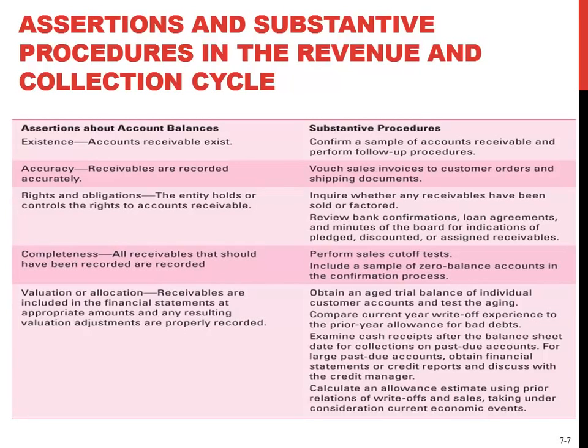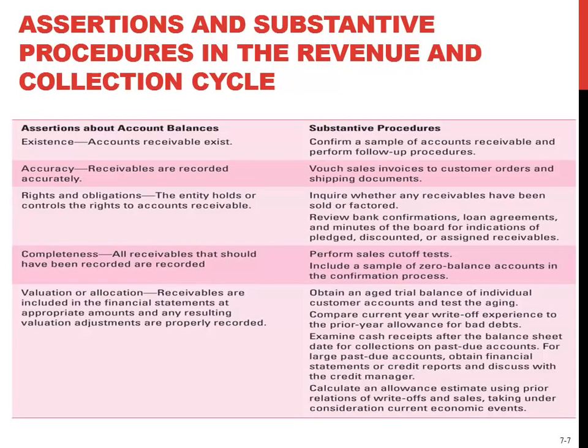So substantive procedures would be to ensure that accounts receivable exists. The most common audit procedure is to confirm. And in fact, it's a required audit procedure. Auditors have to confirm accounts receivable, and if they don't, they have to have a very good reason as to why they don't. Okay? So you're required to confirm accounts receivable.